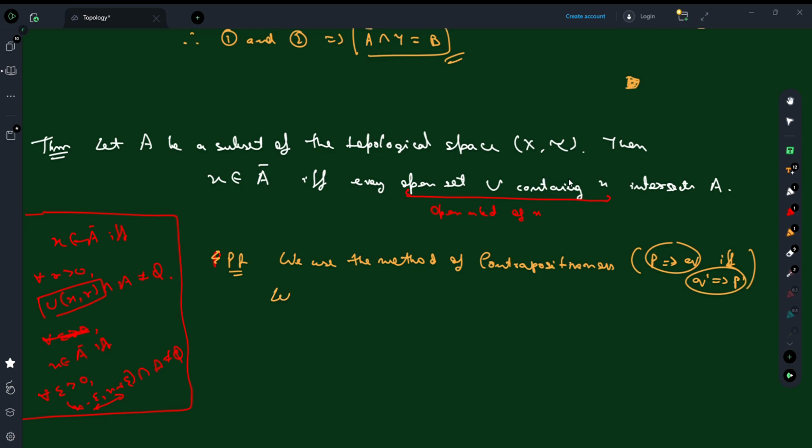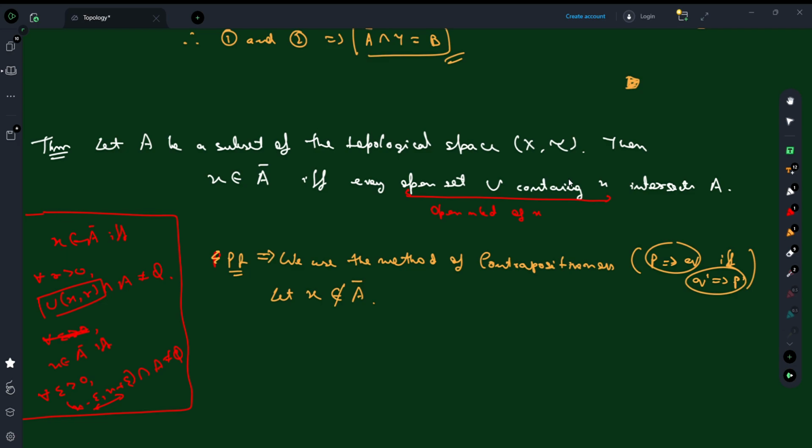So what we do is that we let x be not in the closure of A. We need to show that if x is not in the closure, then there exists some open set U, or some open neighborhood of x, which does not intersect A. That will immediately prove that if every open set U containing x intersects A, then x must be in the closure. Clear? So we are proving this part.